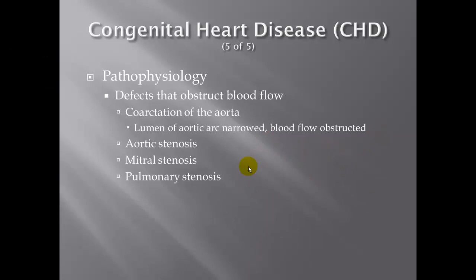Pathophysiology. Defects that obstruct blood flow. Coarctation of the aorta: the lumen of the aortic arch is narrower, and blood flow is obstructed. This can be caused from aortic or mitral stenosis, pulmonary stenosis as well.